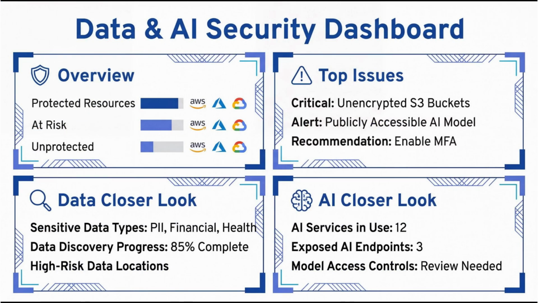The Data and AI Security dashboard in Defender for Cloud gives you an at-a-glance view of your security posture. The overview panel shows protected, at-risk, and unprotected resources across clouds. Top issues highlights critical findings like unencrypted S3 buckets or publicly accessible AI models with direct remediation links. Data Closer Look tracks sensitive data discovery progress and high-risk locations, while AI Closer Look surfaces deployed services, exposed endpoints, and access control gaps, enabling rapid prioritization.